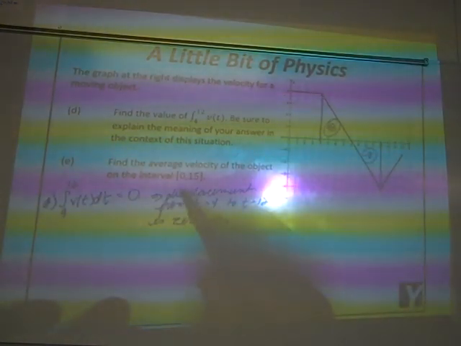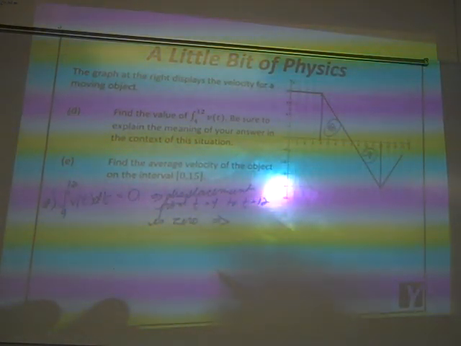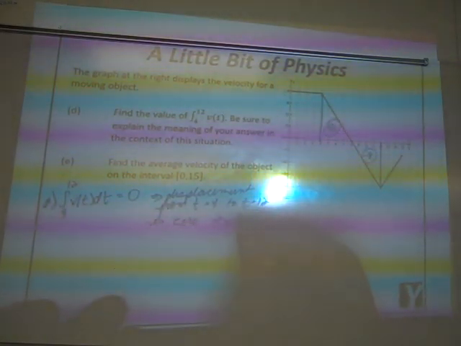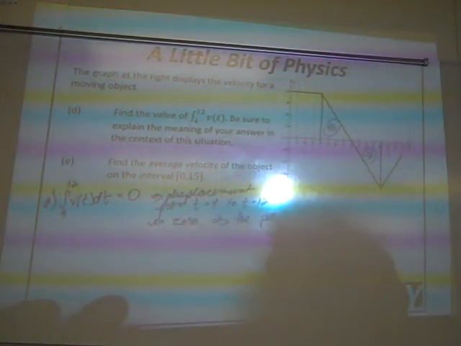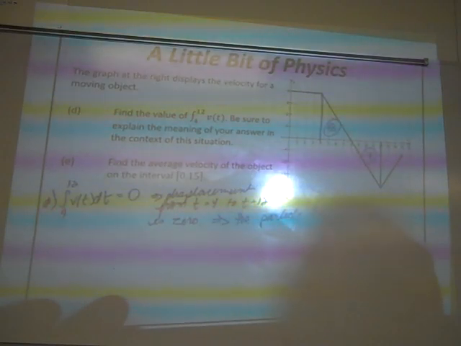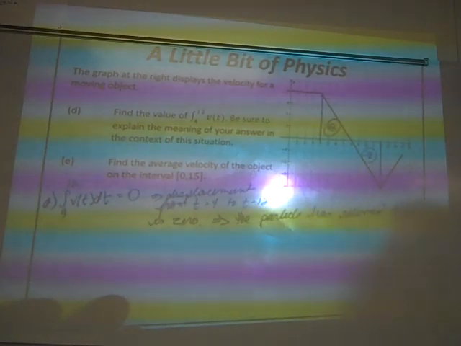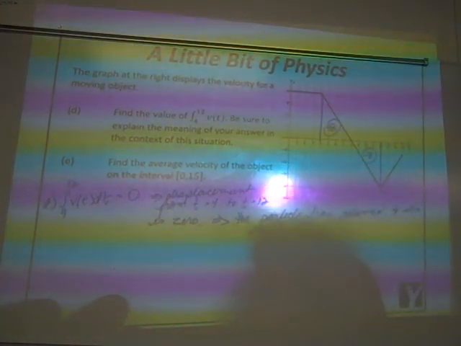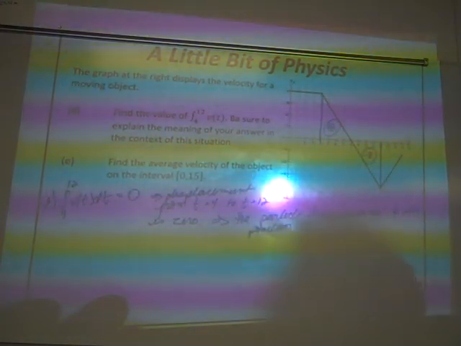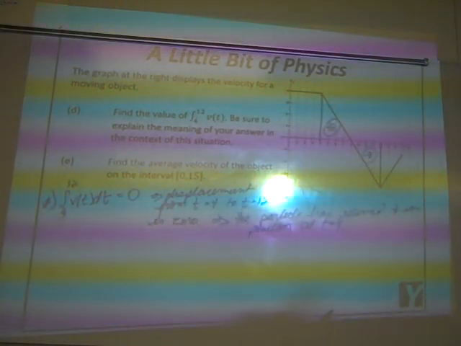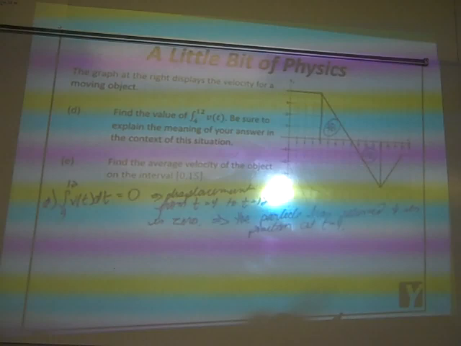You could leave it as displacement from t equals 4 to t equals 12 is 0, or even better, you could say the particle has returned to its position at t equals 4. I think that would be a best case explanation.